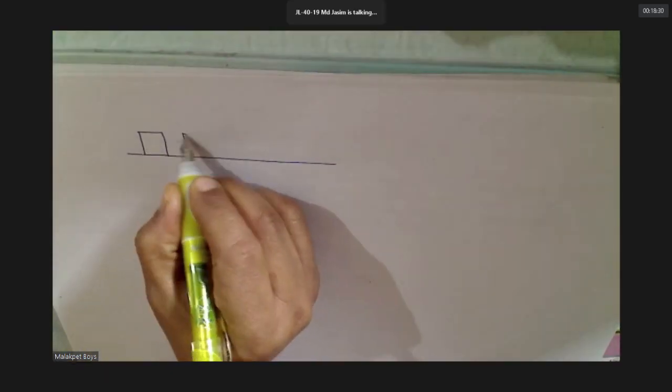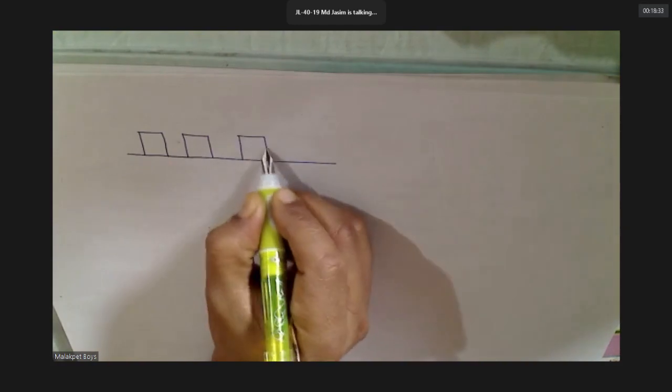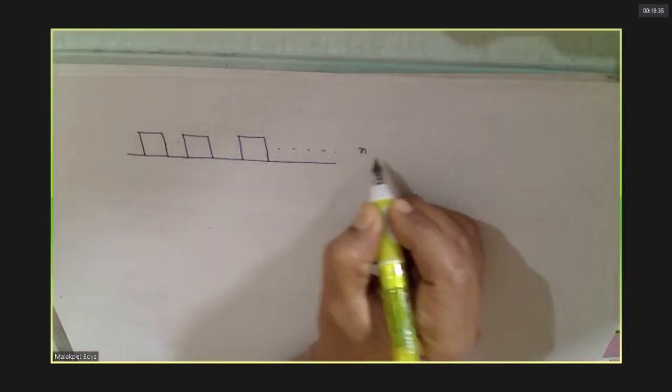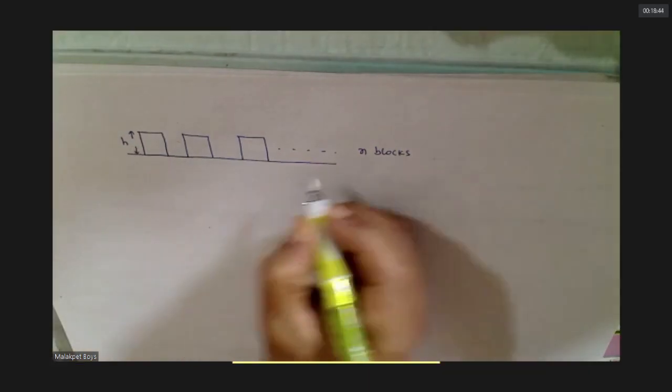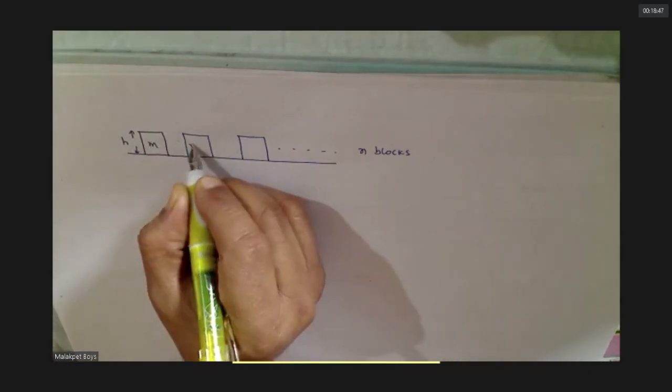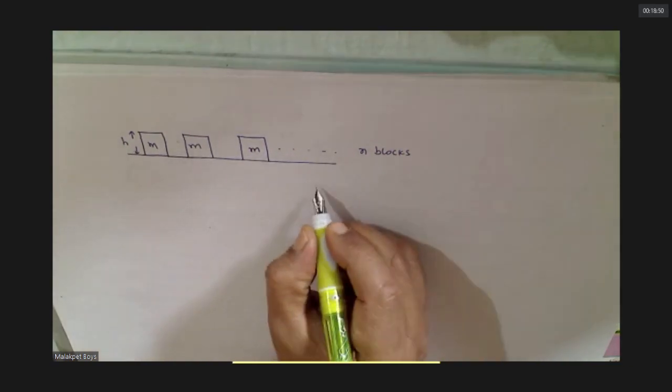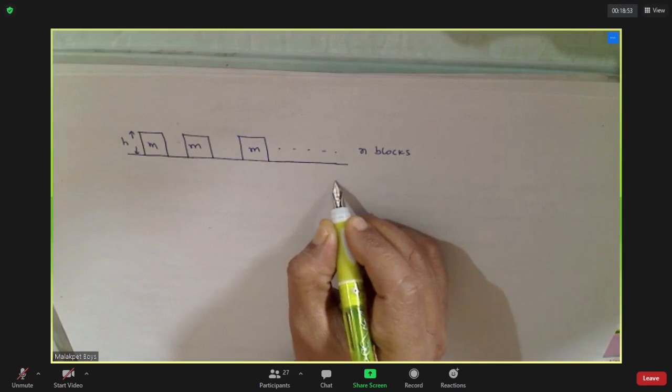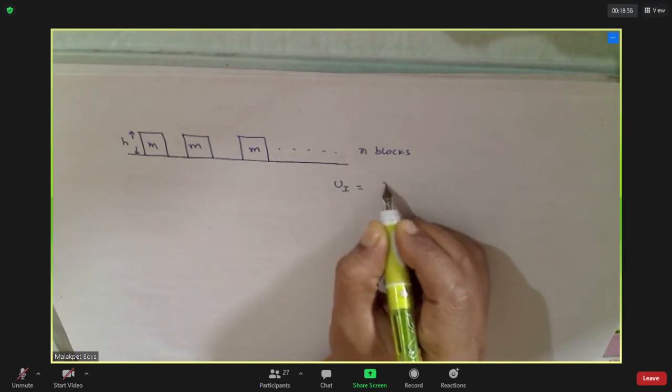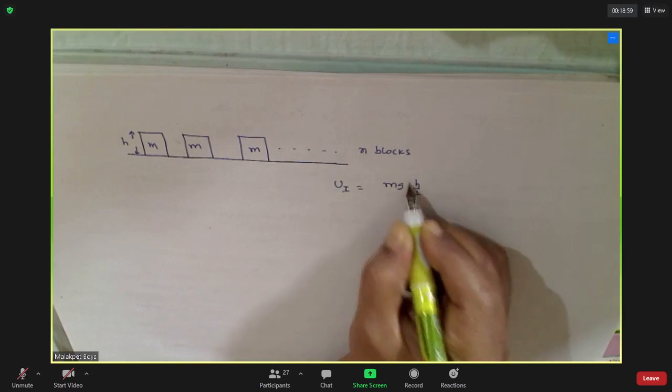Remember that question? 20 blocks are there with 10 centimeter dimensions. So, let's say, for example, n blocks are there. Say the height of each block is h and the mass is m. Now I told you, what is the potential energy? If you take the ground as the reference, what is the initial potential energy? mg h by 2, if you take upward as positive.